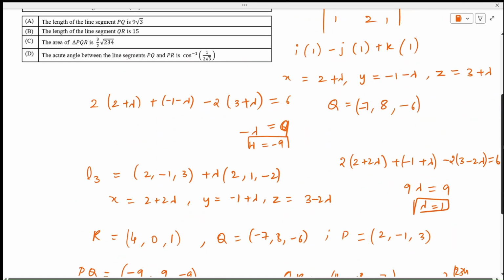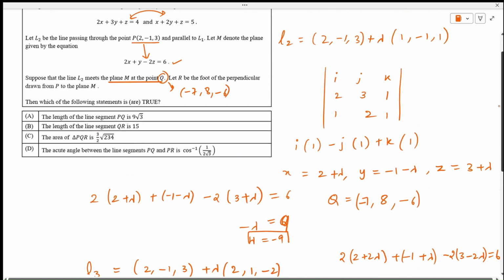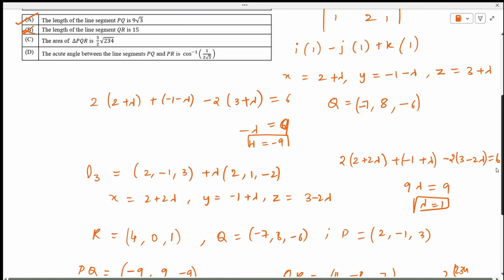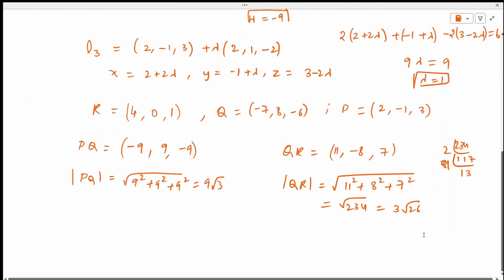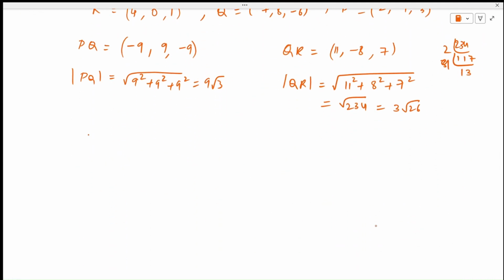So first, PQ is 9 root 3 and that is 2. So the option is correct. And QR is not equal to 15. Now let us find the area of triangle PQR. So the area of triangle PQR is equal to half mod PQ cross QR. So let us find PQ cross QR.